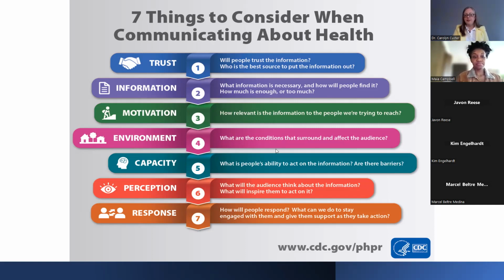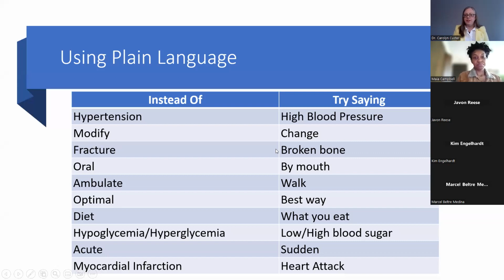All right, thanks, Maya. All right, so using plain language, we just touched on this a little bit, but again, we want to use plain language instead of using medical jargon, right? We don't want to confuse people. And so these are just some of the examples.